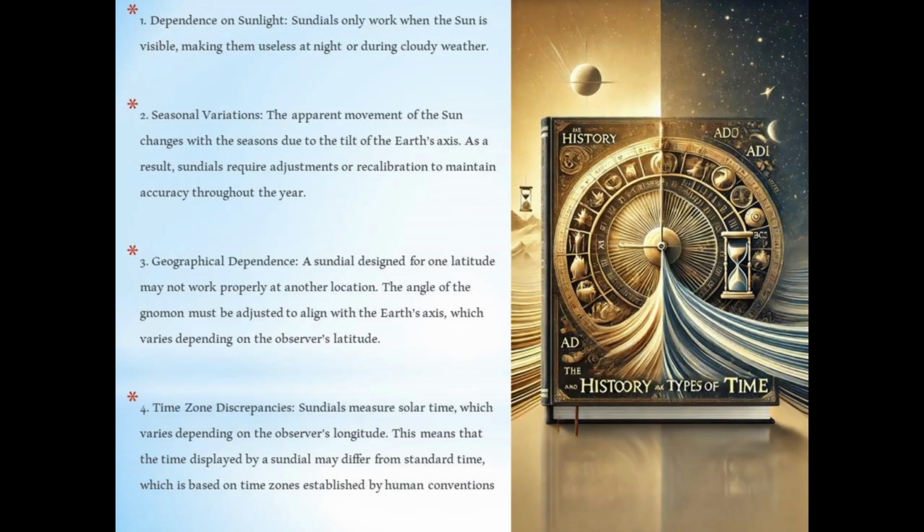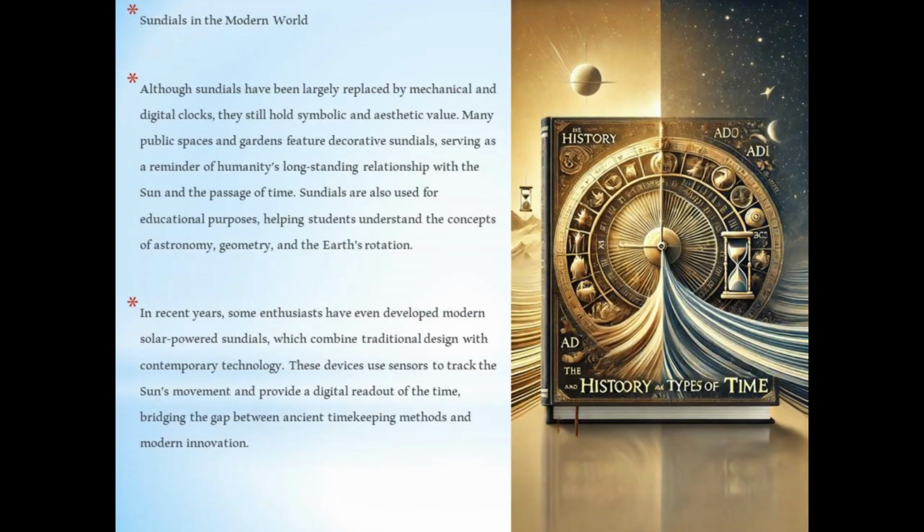Number 4. Time zone discrepancies. Sundials measure solar time, which varies depending on the observer's longitude. This means that the time displayed by a sundial may differ from standard time, which is based on time zones established by human conventions.